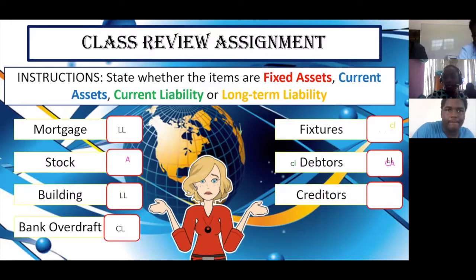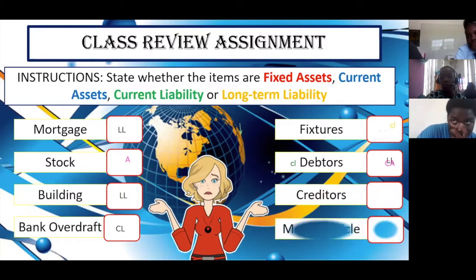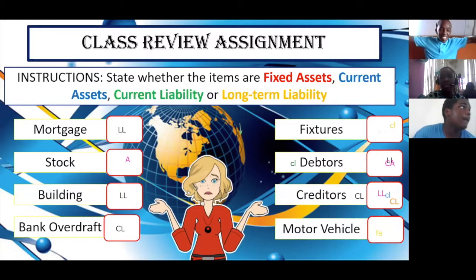So we have creditors and motor vehicle. Creditors and motor vehicle. What do we classify that as? CL only, but it wasn't in the box.